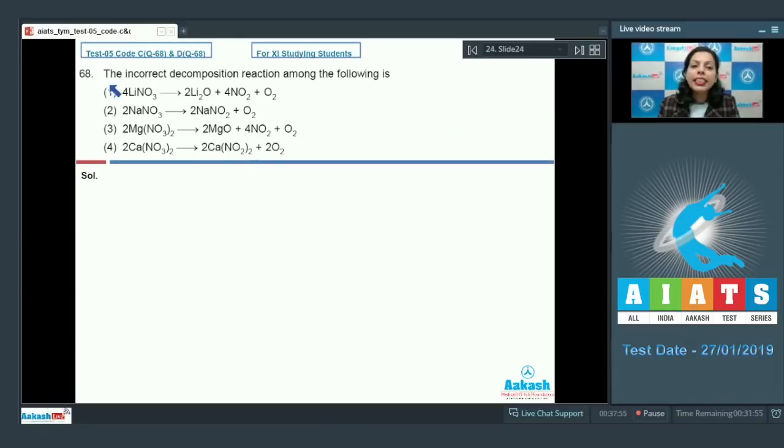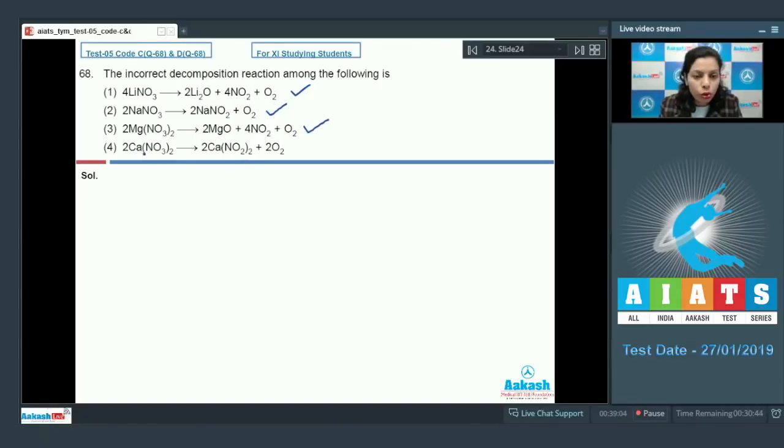After this, question number 68. The incorrect decomposition reaction among the following: the first option, lithium nitrate dissociating to form lithium oxide, nitrogen dioxide and oxygen. This is the correct reaction. Next is 2NaNO3 giving you NaNO2. Sodium nitrite is formed along with oxygen gas. This reaction is also correctly given here. If we talk about the next one, magnesium nitrate is there. It's forming magnesium oxide, nitrogen dioxide and oxygen. This reaction is also true.